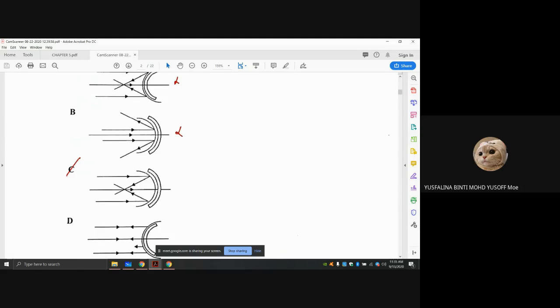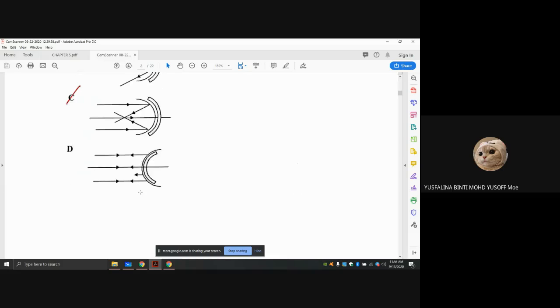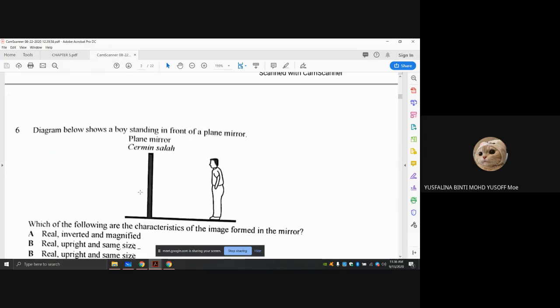So you see here there's a concave mirror. A concave mirror is a converging mirror, so it will converge all the light rays into one point. So this is the point. This one is called the focal point. Alright, so next, question number 6.